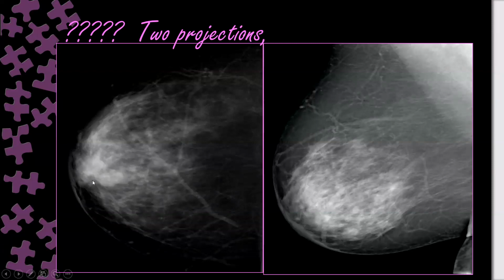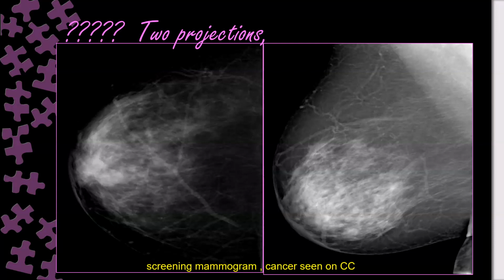Can you see this asymmetry? Yes. Can you see this asymmetry? Could you appreciate it here? No. The only thing here is subtle thickening of the nipple areolar complex. That was a cancer. This is my case, and that was a cancer seen only on a CC view.